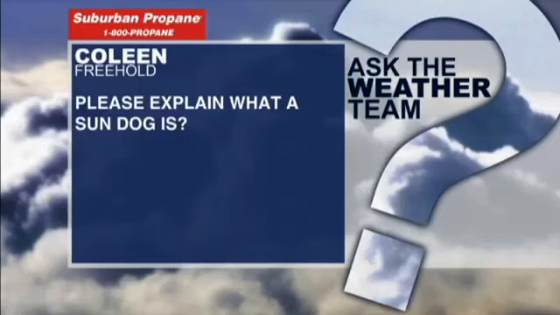Tonight's question, just like Wednesday's question, having to do with atmospheric optics. Colleen from Freehold asking me to explain what a sundog is. Well, we'll go back to graphics and I'll first show it to you. A sundog is one of those phenomena that you see around the sun. This is just an image I took off of the internet.